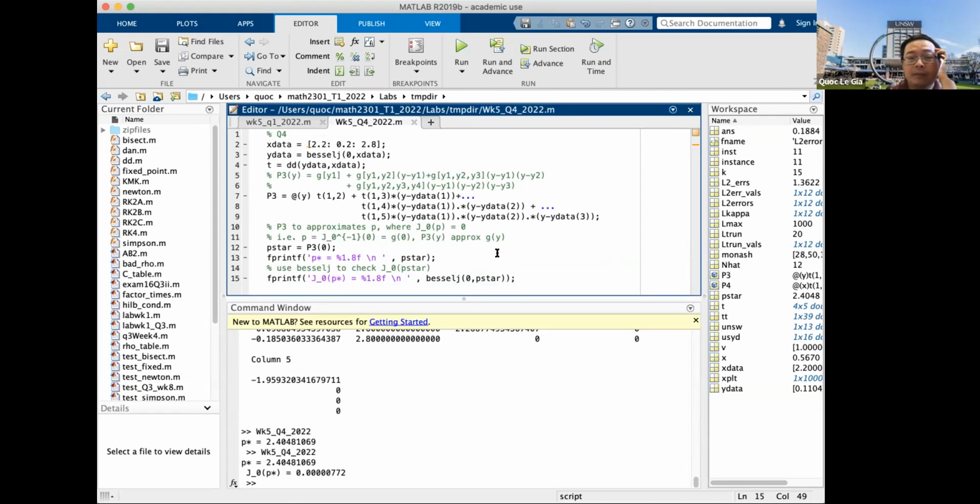That is what we call inverse interpolation. In the lectures we covered yesterday, we tried to find the zero of a function, and we have the bisection method, fixed point iteration, and Newton method. But this is another method to find a solution of a nonlinear function, called inverse interpolation. You interpolate the inverse of f, in this case f is J0, and then you evaluate f inverse at zero. Then you find the zero of the function.